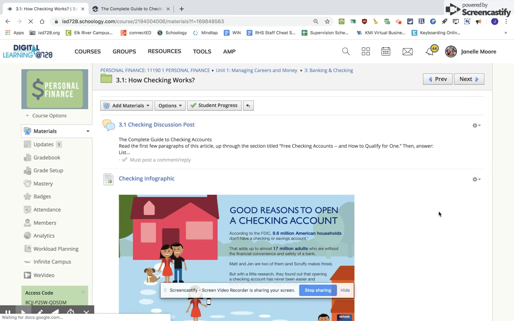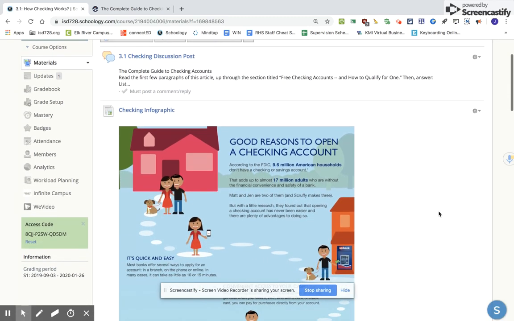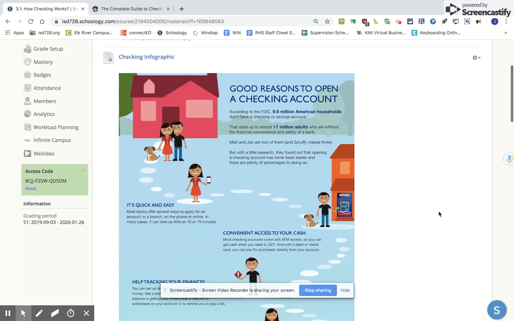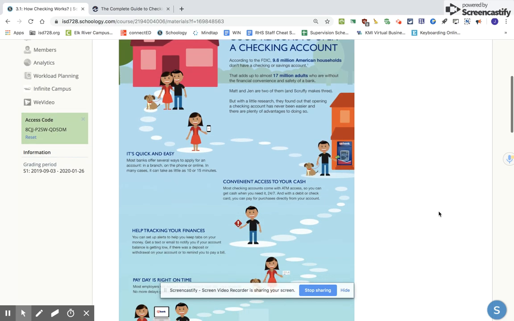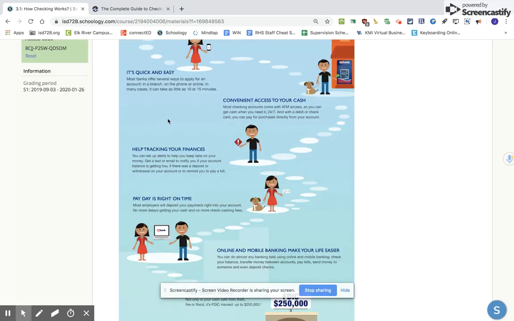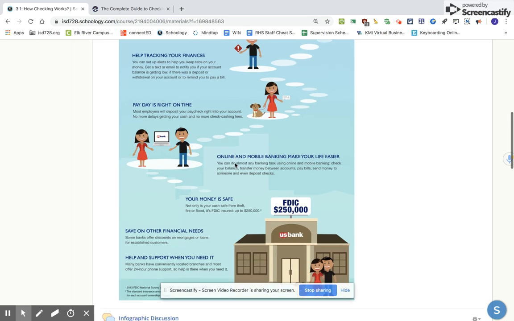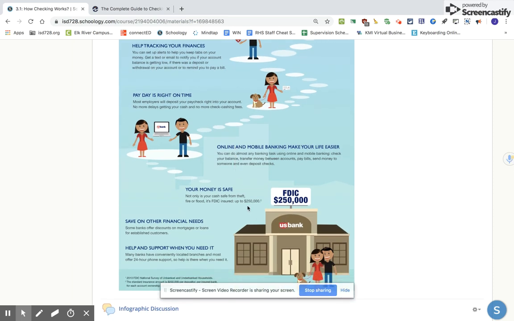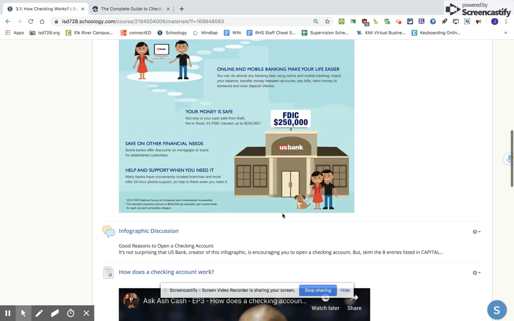After that, I added an infographic, and this is good reasons to open up a checking account. And it just goes through. One of the things I love, and we'll talk about a little bit later, is this Mint app that offers ways to track your finances as well. This also talks about how your money is safe at a bank, why that's important. And then through this, just another discussion post.